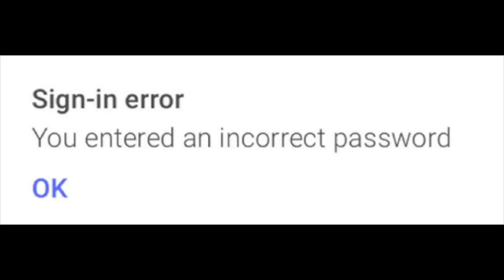So to make it more clear to the user, you can rephrase the error message as "Sign in error, you have entered an incorrect password." In this case, the user knows what the error is, where they went wrong, and more importantly, how to correct it and move forward. It's more actionable guidance for the user.